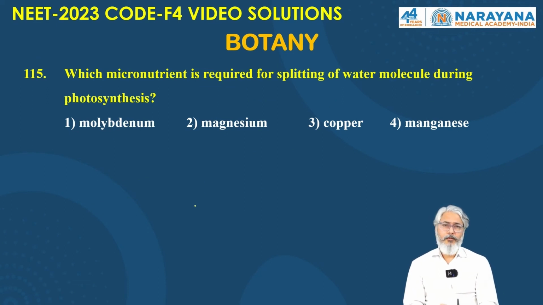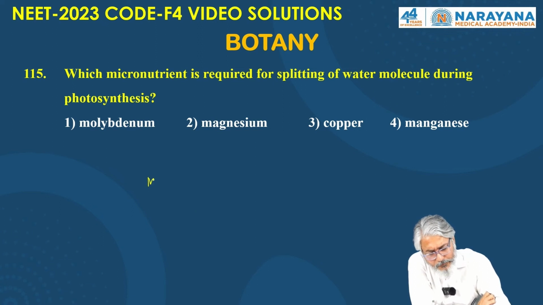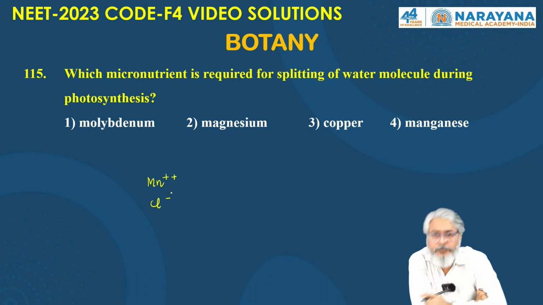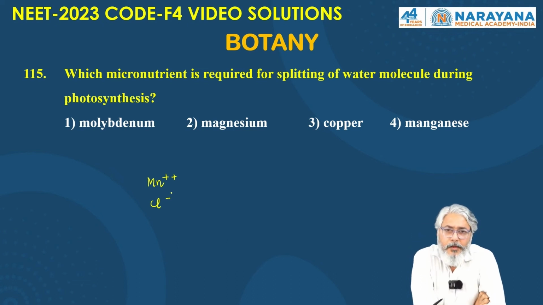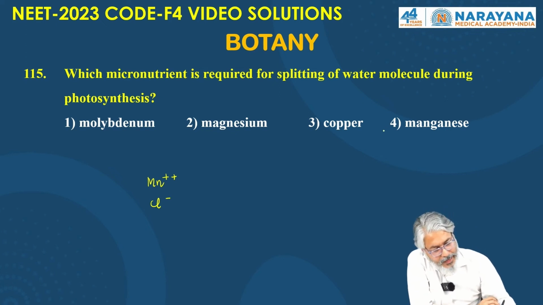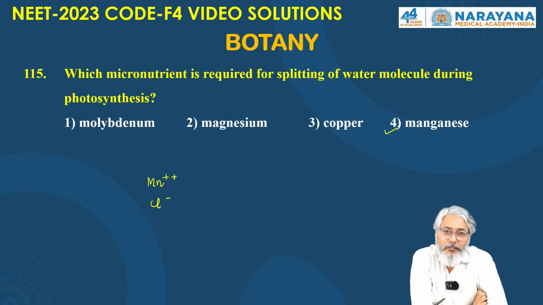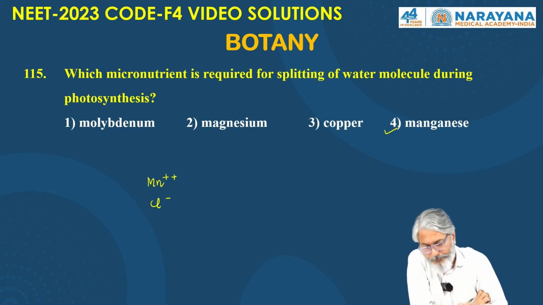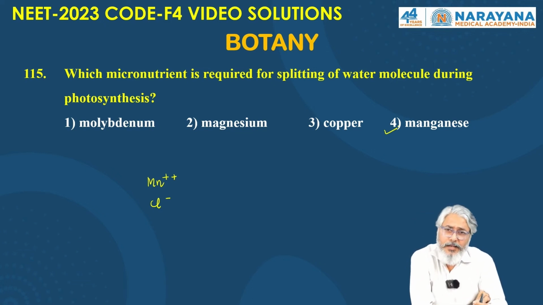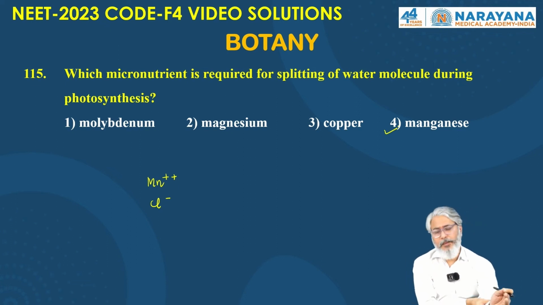Which micronutrient is required for splitting of water? You know, this is a very easy question. Mn plus plus and Cl minus. So out of these, which is given? Manganese, that is Mn plus plus. In order to confuse students, generally examiners give magnesium first, then manganese, and here the answer is manganese. This question has been asked, I think, 3 or 4 years back.